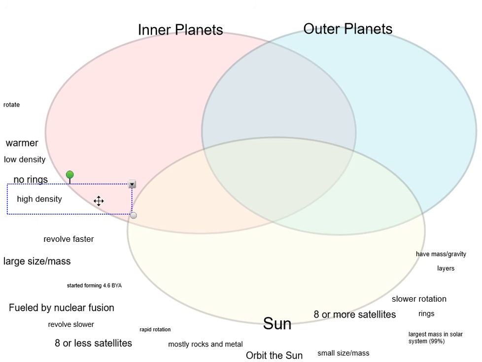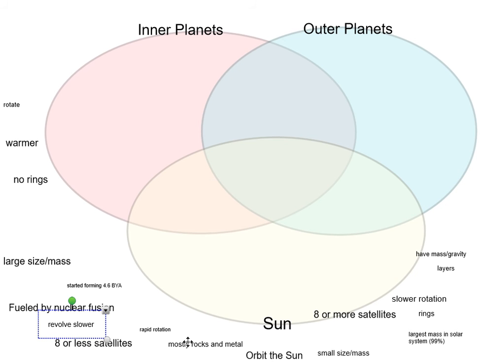which ones have a high density, which ones have a low density, which ones revolve faster, and you're going to kind of need to read into that a little bit and go back and reference what the difference between revolve and rotate is. Which ones revolve slowly. Again, you're going to have to reference revolve versus rotate.